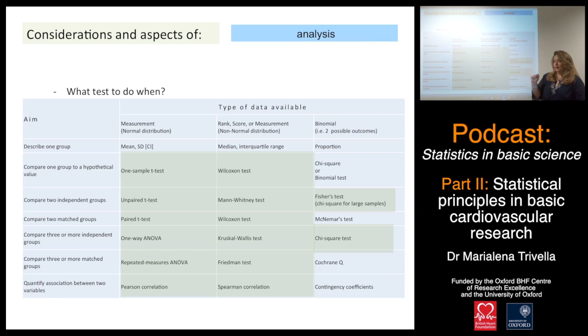If you have two independent groups, we have unpaired t-tests for the normally distributed data, whereas in basic research you're very likely to have matched groups. Usually those will come about if you have the same cell that is divided many times, and then you can use the paired t-test. If you have more than two groups, one-way ANOVA would be a good alternative. And if you have three or more matched groups, the repeated measures ANOVA. To quantify an association between two variables, I'm sure you all know the Pearson correlation and the Spearman correlation, respectively.